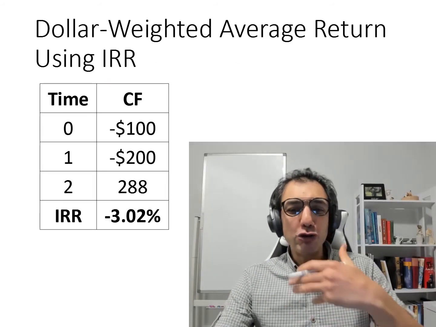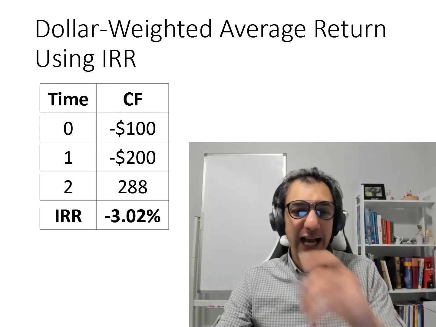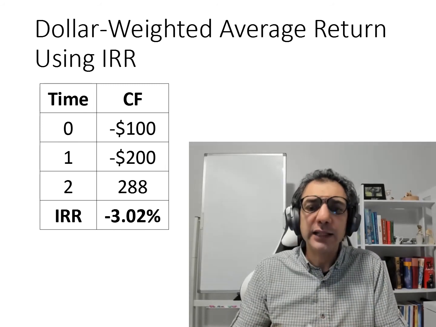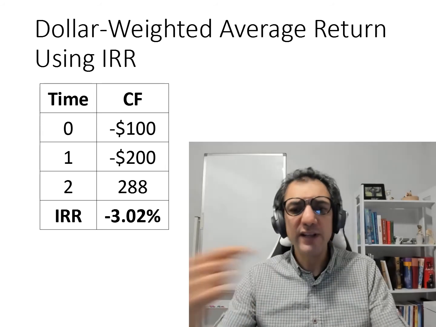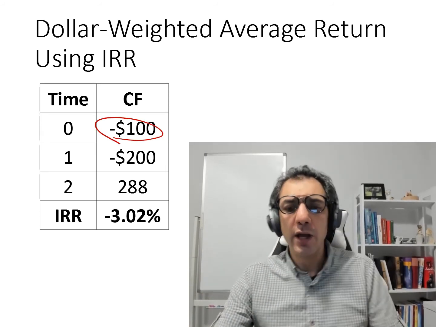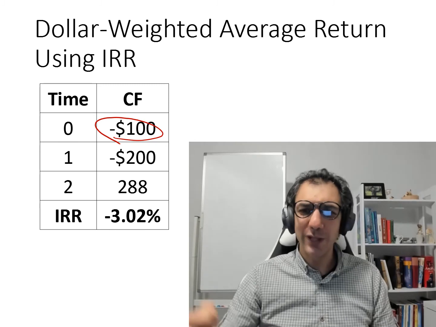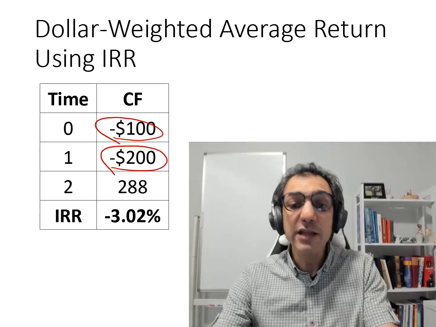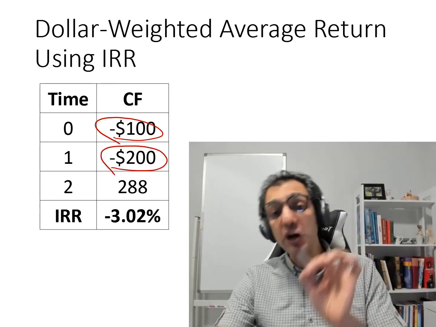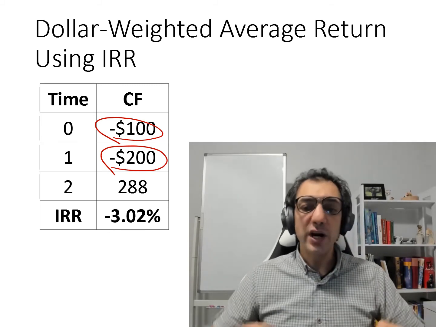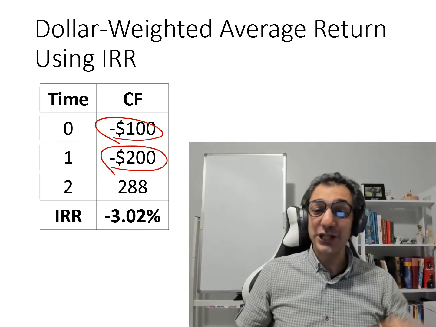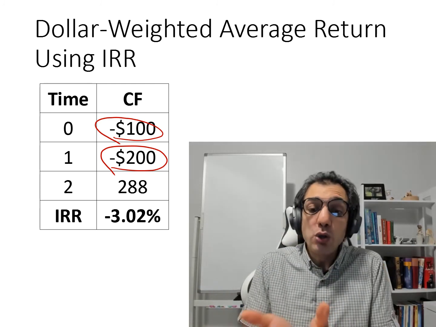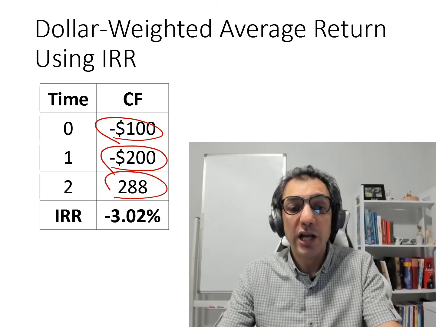So I mentioned that to use the IRR, you need to use the cash flows. What are the cash flows? The cash flows are the money you are investing and the money you are withdrawing. So in this case, you invested $100 at the beginning, at year 0. So that's $100 negative. At the beginning of year 2 or at the end of year 1, be careful with the timing, both are the same, you are investing another $200. So that's a cash outflow, $200 negative. At the end of year 2, you have in total $288 in your account.